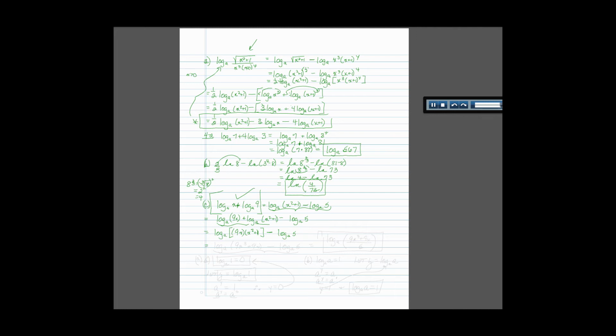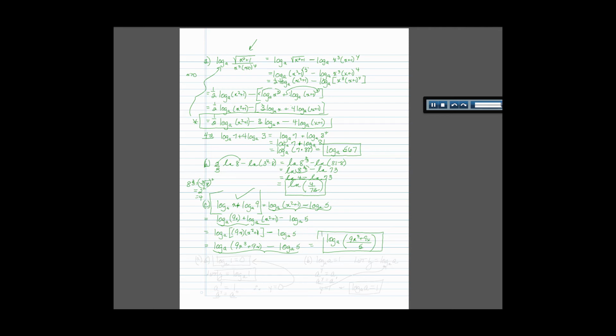So let's simplify a little bit here by distributing that 9x, and we have log base A of 9x cubed plus 9x minus log base A of 5, and now I'm ready to put those last two together as a division, and that's going to give me log base A of 9x cubed plus 9x over 5, and I have it back to a single log.